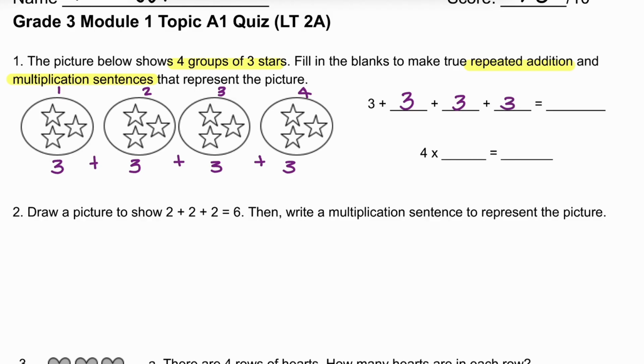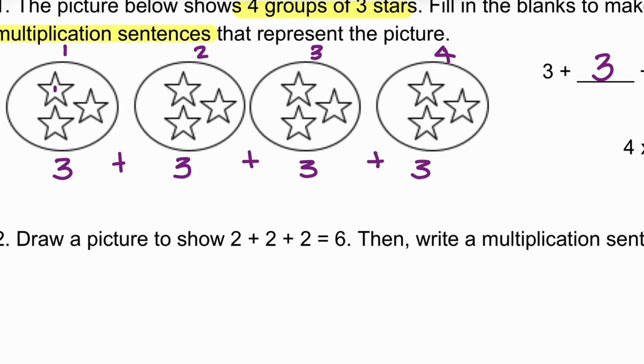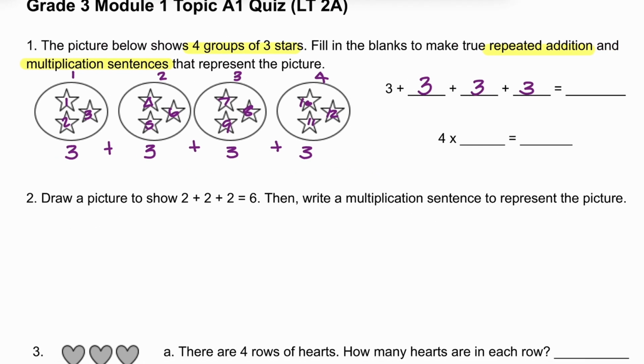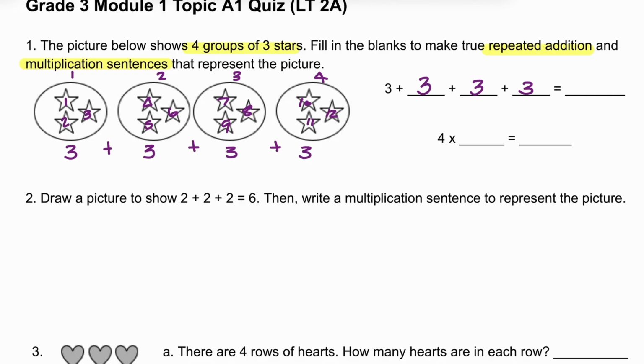Groups. Okay, so if we count our stars here, we have 1, 2, 3, 4, 5, 6, 7, 8, 9, 10, 11, 12. So that means that 3 4 times is 12, which makes our multiplication sentence 4 times 3 equals 12.